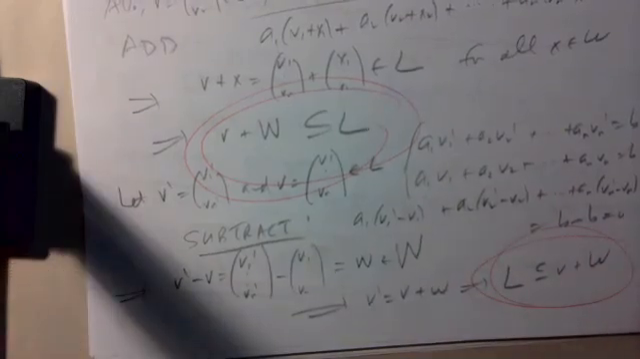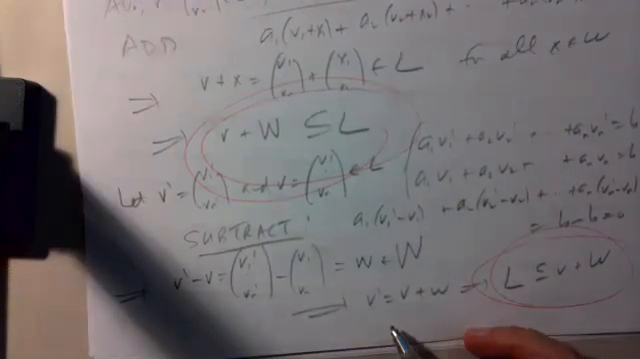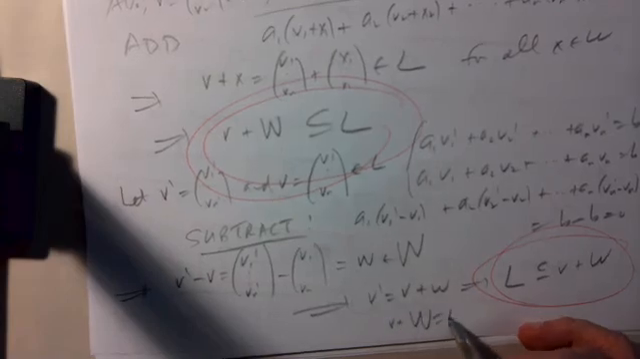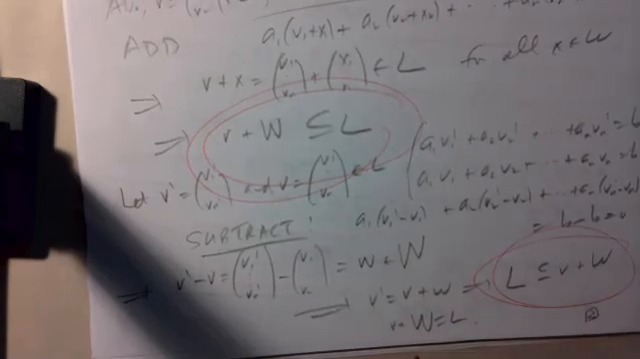And now I look at these two set relations. V plus W is contained in L. L is contained in V plus W. When you put that together, that says V plus W equals L. So L is an affine subspace. And that finishes the proof of the theorem.